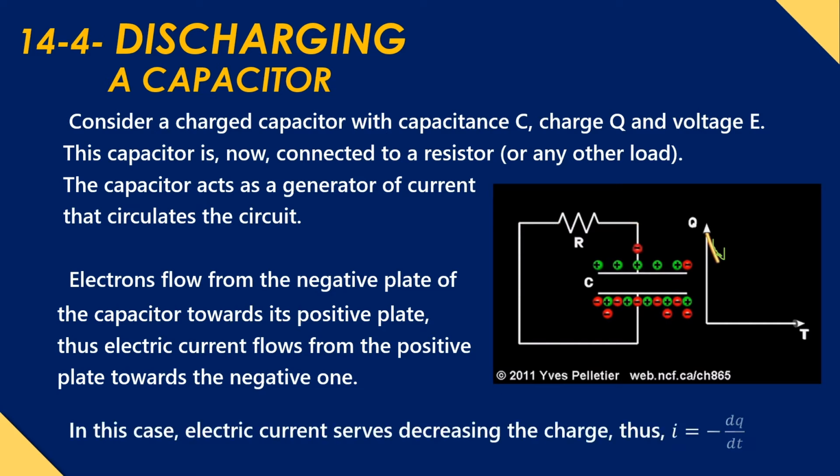In this case, when we talk about the current, if you remember in the application that we have solved previously, we said I is plus dq by dt, because the current was serving the increase of the charge. However, here, the opposite happens. The current serves the decrease of the charge. That's why it is referred to as minus dq by dt.